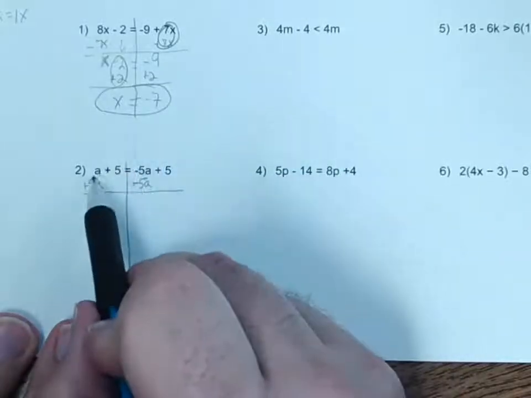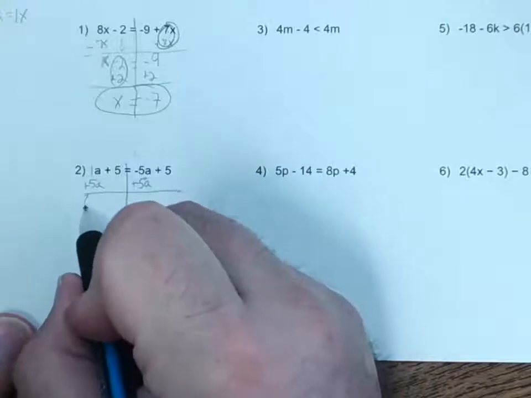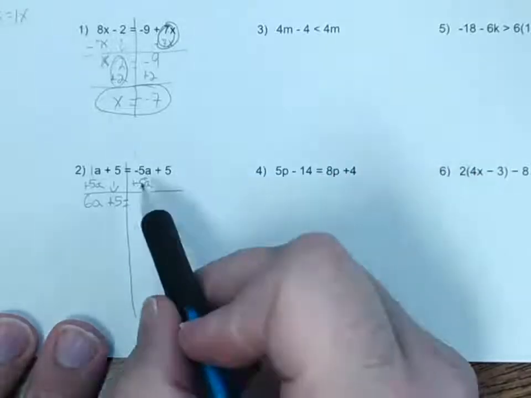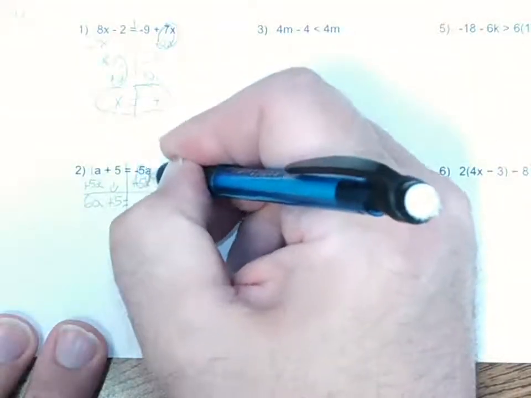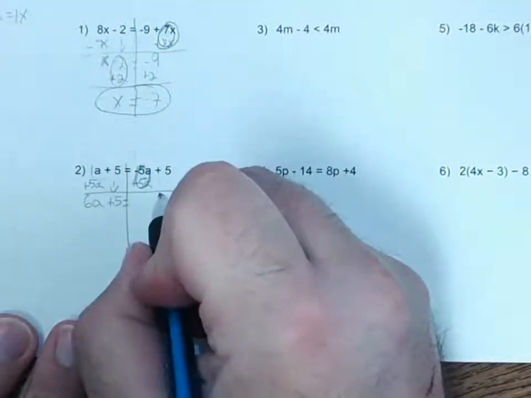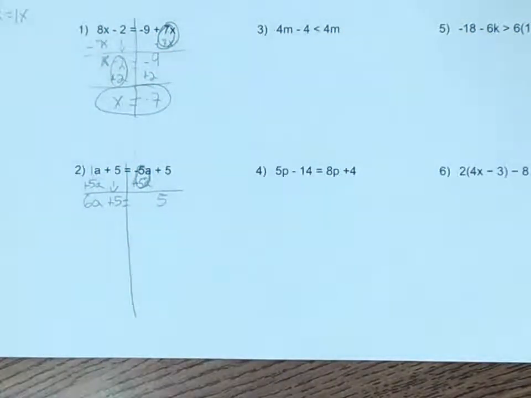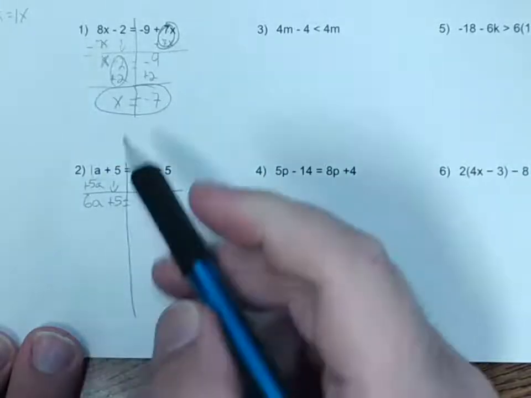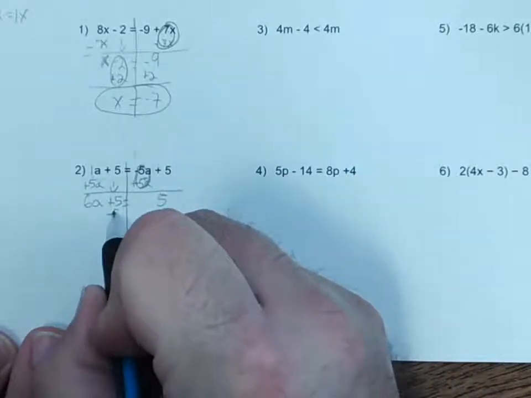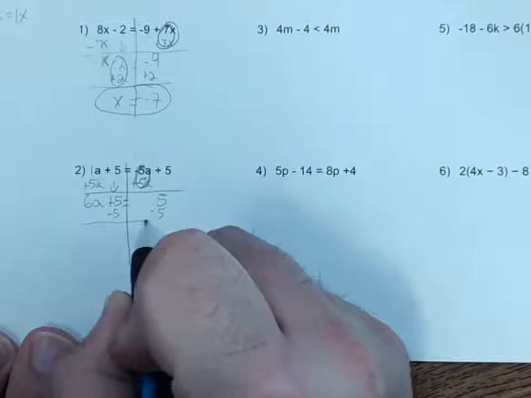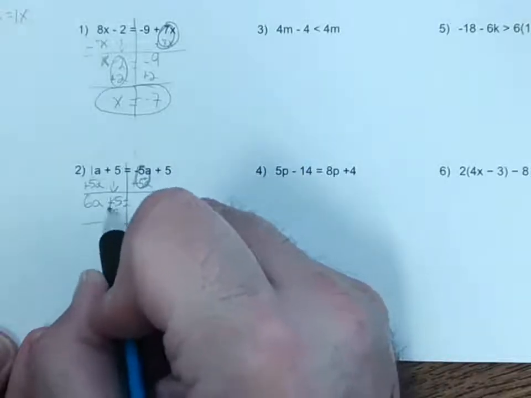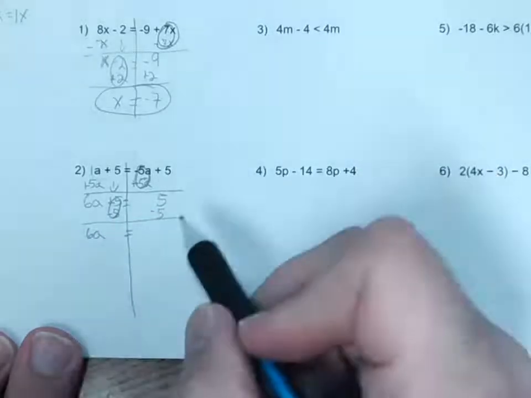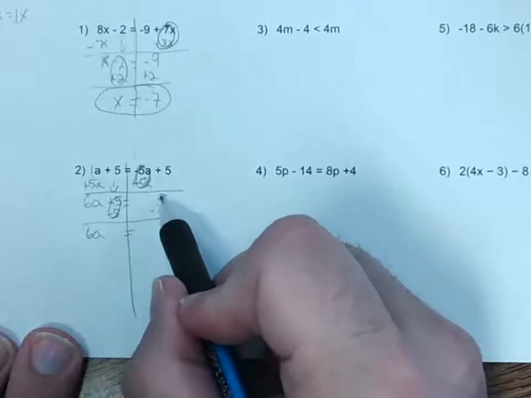On the left, 1a plus 5a is 6a. And we bring down the plus 5. On the right, negative 5a plus 5a is 0. 0 plus 5 is 5. Now we'll move the constants to the right. The constant that's on the left that needs to be moved to the right is plus 5. The opposite of that is minus 5. So on the left, 5 minus 5 is 0. 6a plus 0 is 6a. That's on the left. On the right, 5 minus 5 is 0.